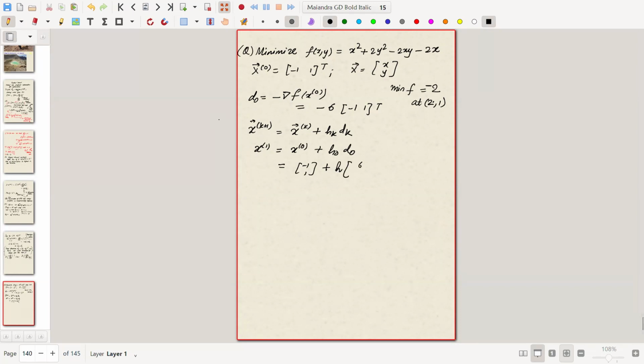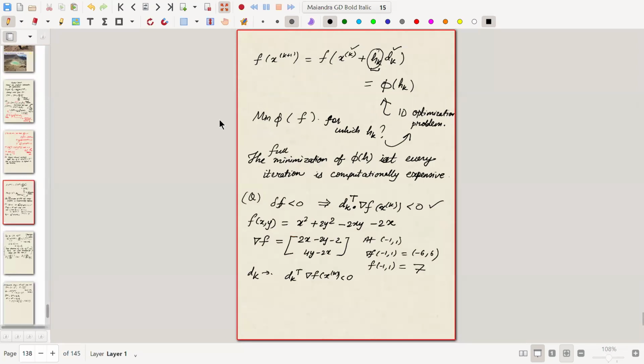d0 is (6, minus 6). So this should be. Is it correct if I write like this? Correct. Okay. So now remember this quantity.